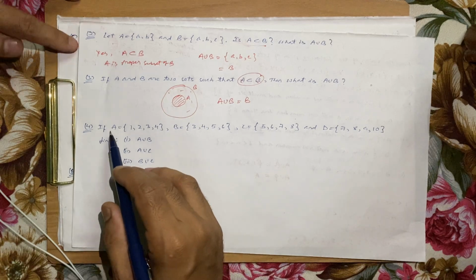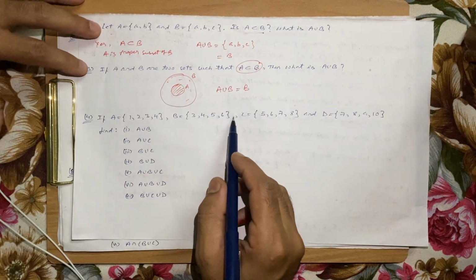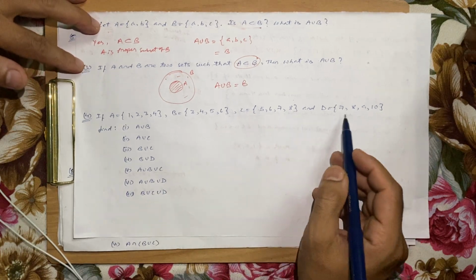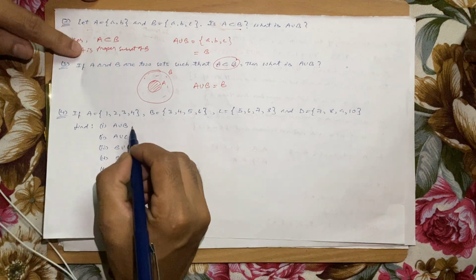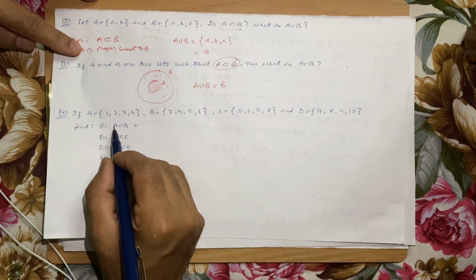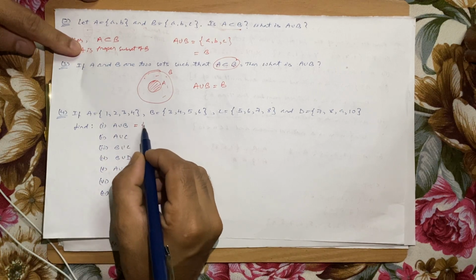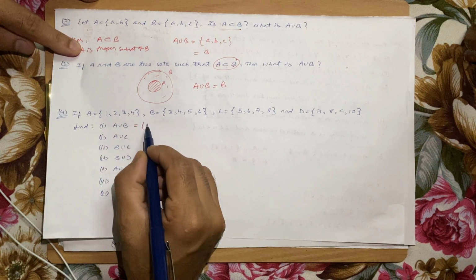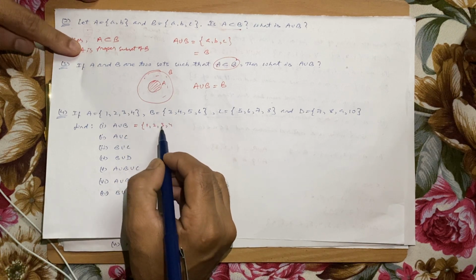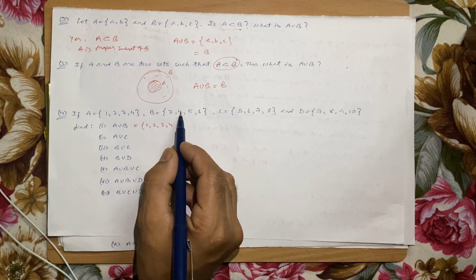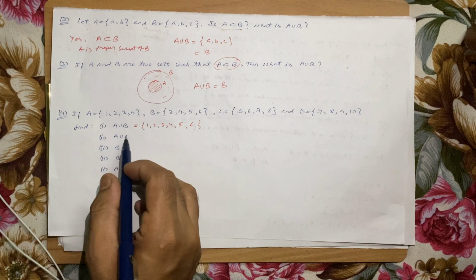Now the next question is, A is 1, 2, 3, 4, there are 4 elements, B is 3, 4, 5, 6, C is 5, 6, 7, 8, and D is 7, 8, 9, 10. It's saying find A union B. So A union B is equal to what? The combination of all the elements present in set A and set B. I'll write all the elements of set A: 1, 2, 3, 4. Then look at the elements of set B: 3, I have a 3, I cannot repeat it. 4, I have a 4, then 5, and then 6. Finish. So this is A union B.